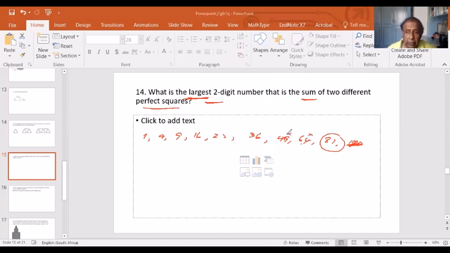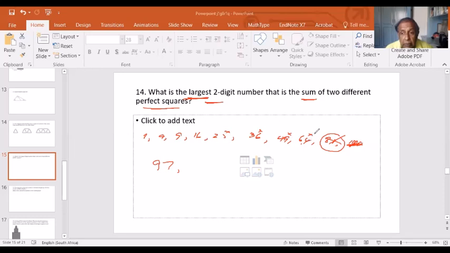81 plus 49 also doesn't work. 81 plus 36 doesn't work. 81 plus 25 is 106. So the first one is 81 plus 16, which is 97. Right, so you're starting with 97. Okay, so you finished all the sums which have got 81 in it.